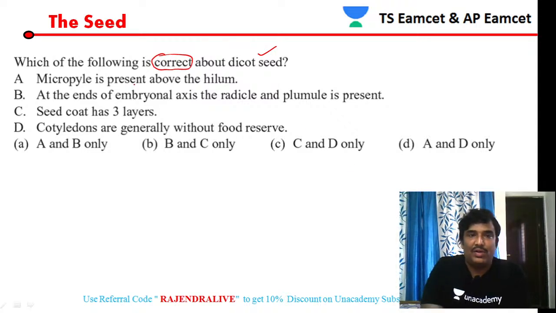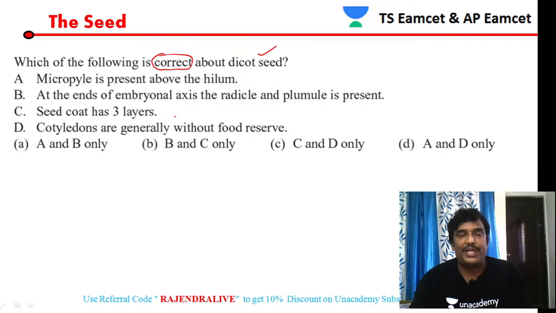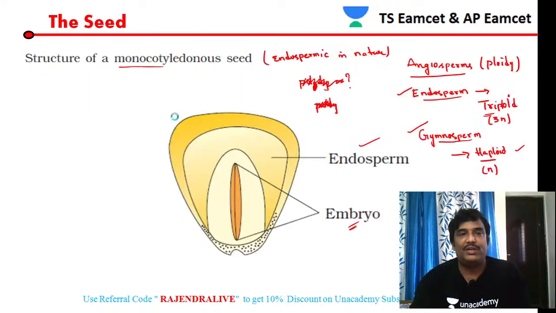Which of the following is correct about the dicot seeds? Okay, now let us see what is correct about dicot seed. So let us see the first one. Micropyle is present above hilum. So the first point is telling that micropyle is present above the hilum.